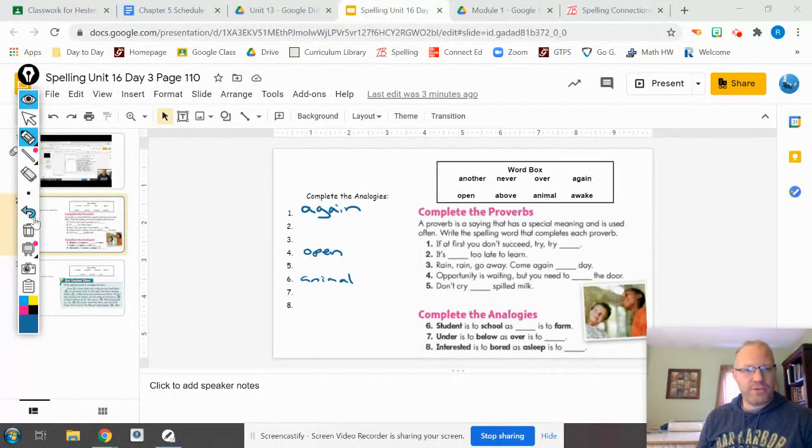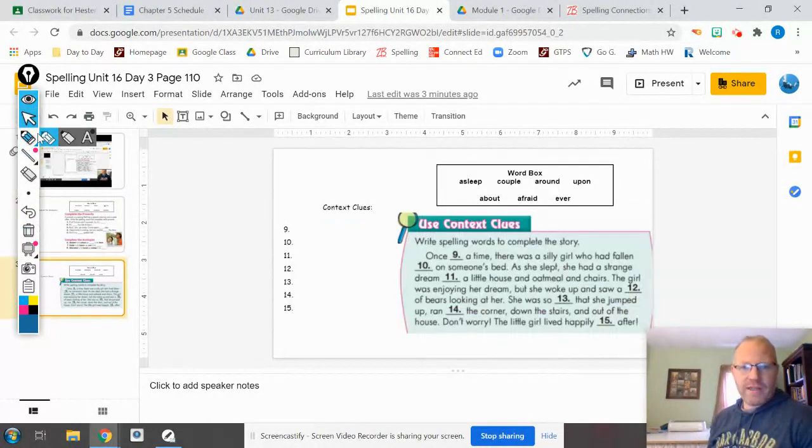Then come on down to the next slide. And on the next slide, we are filling in sentences using context clues. What that means is the sentence gives you the meaning of the word. So once blank a time, you've heard this before in fairy tales. Once blank a time, there was a silly girl who had fallen blank on someone's bed.